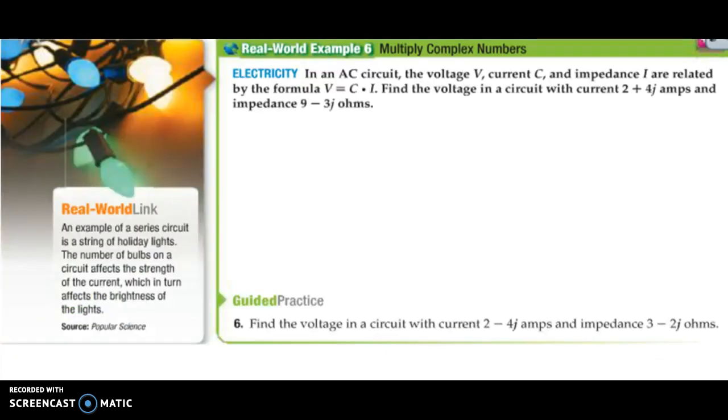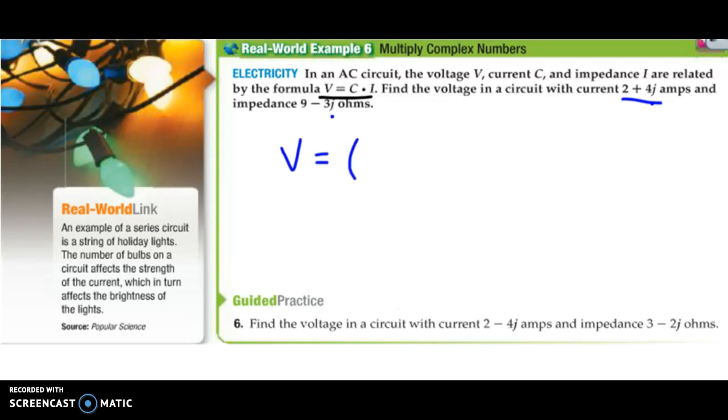Now, example 6 has us start working with complex numbers in the real world. Electrical engineers, electricians, and people that work with electrical currents deal with complex numbers all the time. So here's an example. It says in an AC circuit, the voltage V, current C, and impedance I are related by the formula V equals C times I. Find the voltage in a circuit with current 2 plus 4j amps and impedance of 9 minus 3j ohms. And so you'll see that they use j's instead of i's, but those j's essentially are imaginary numbers. So we think of them the same way.